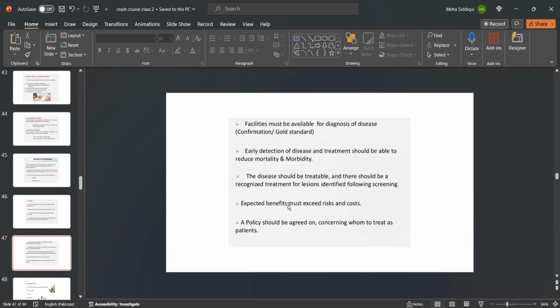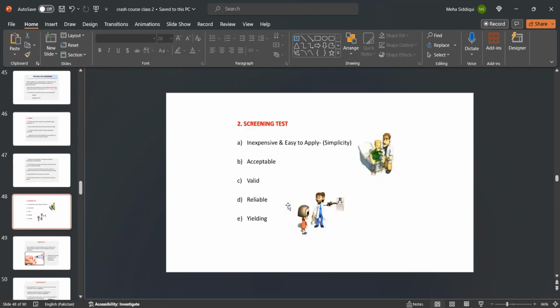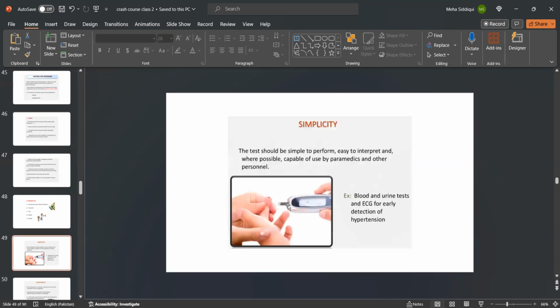Facilities must be available for diagnosis of disease. Early detection of disease and treatment should be able to reduce mortality and morbidity. Disease should be treatable, and there should be recognized treatment for lesions identified following screening. Expected benefits must exceed risk and cost, and a policy should be agreed on concerning whom to treat as patients. Then comes the second criteria, that is screening test. It should be inexpensive and easy to apply, acceptable, valid, reliable, yielding.